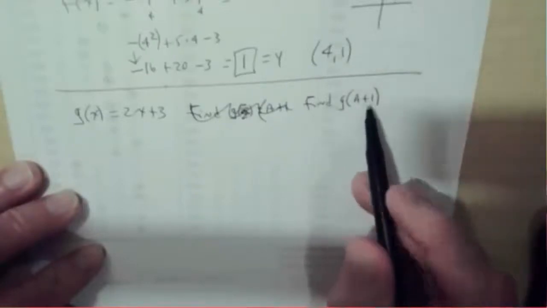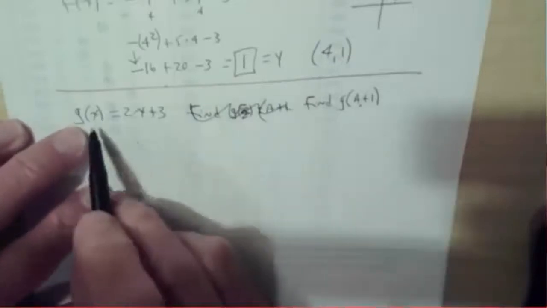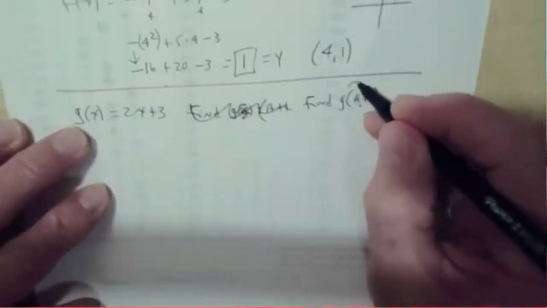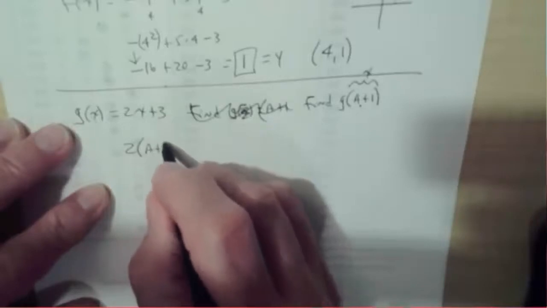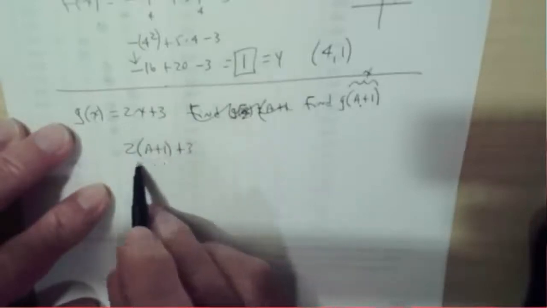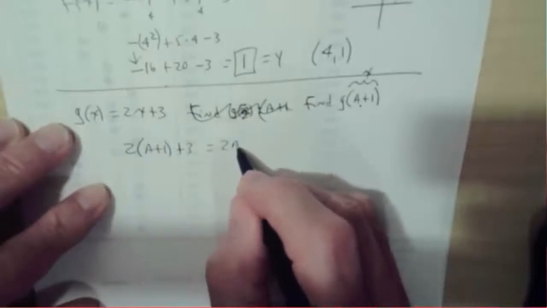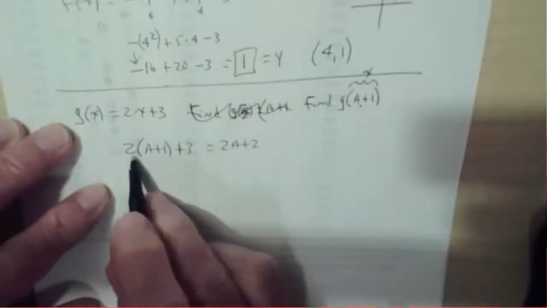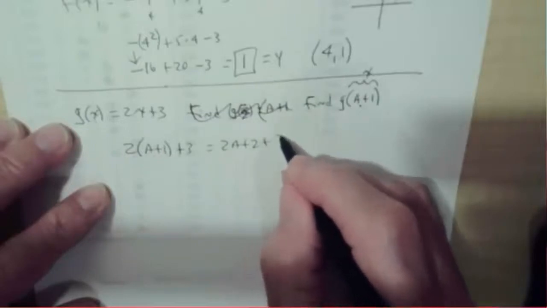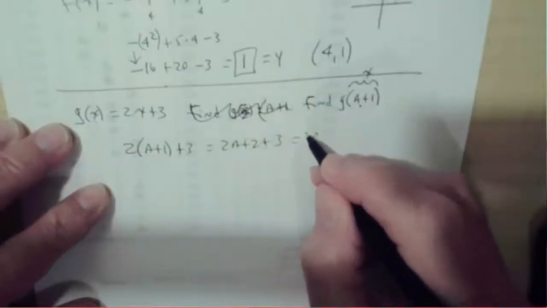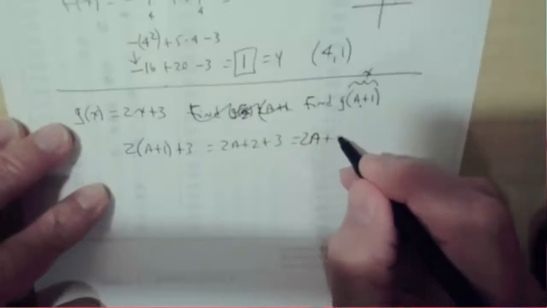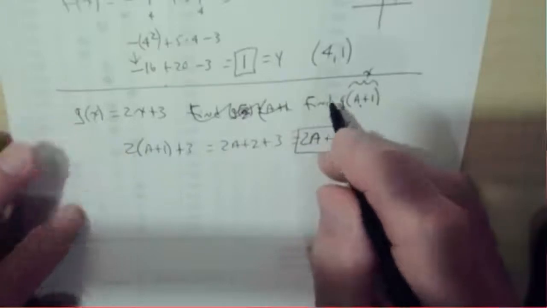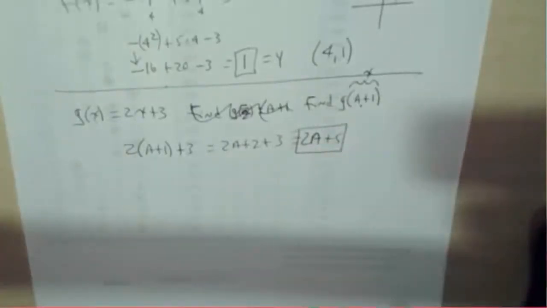So wherever there's an x, this is x, we're going to plug in a plus 1. So 2 times (a plus 1) plus 3. We have the distributive property here. It's going to be 2a plus 2, multiply 2 times everything in here, plus 3 is 2a plus 5. And that's basically all there is to this function notation.